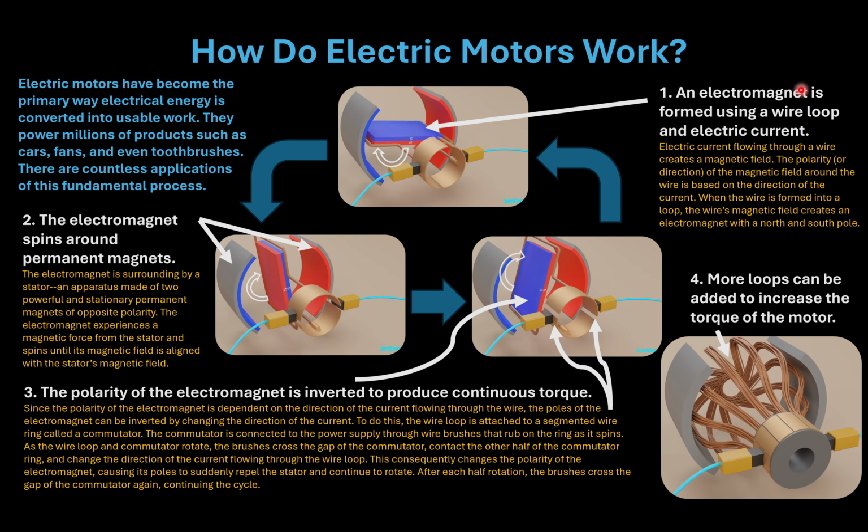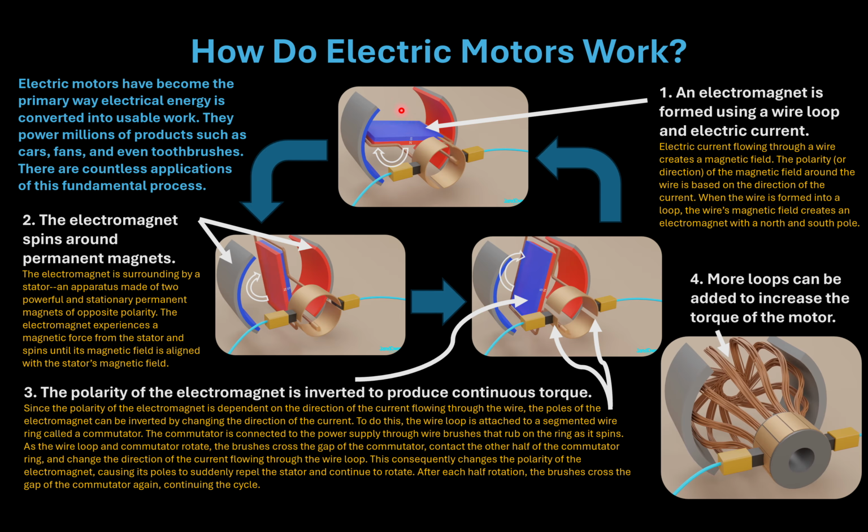The first step in creating an electric motor is to create an electric magnet. By the laws of electromagnetism, electric current flowing through a wire creates a magnetic field. The polarity or direction of that magnetic field is dependent on the direction of the current flowing through the wire. When the wire is formed into a loop, as shown here, the magnetic field combines to create a north and a south pole. This is called an electromagnet.